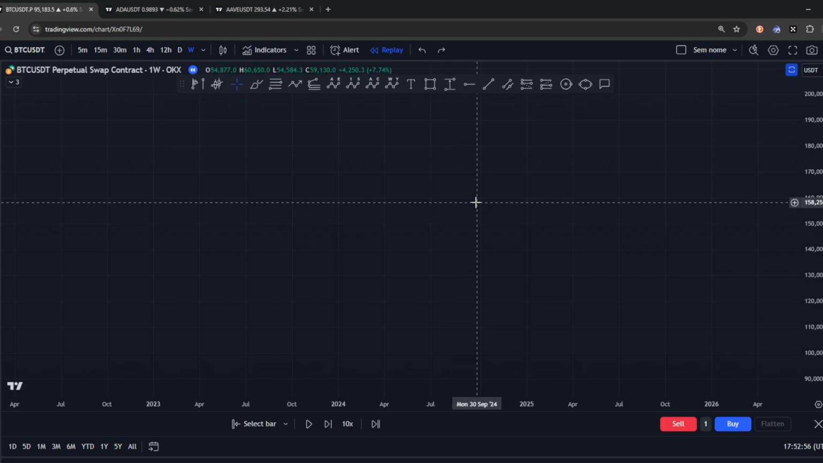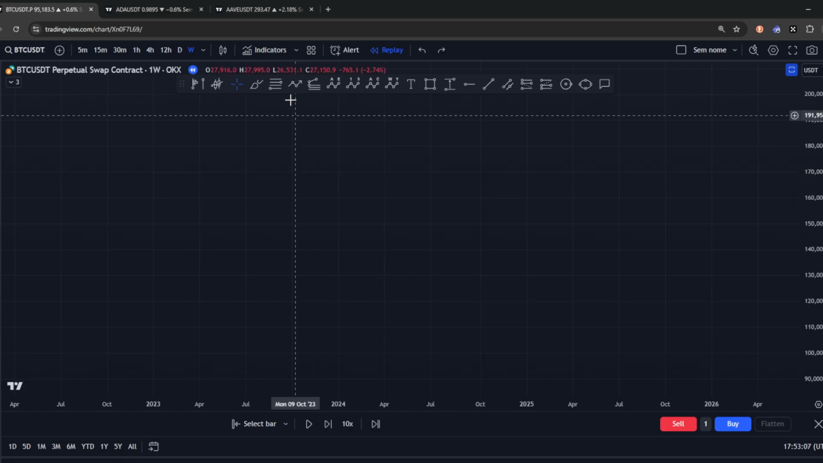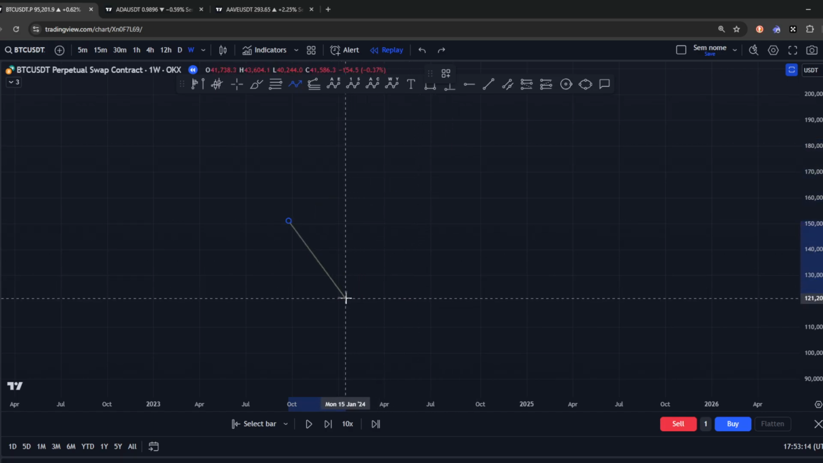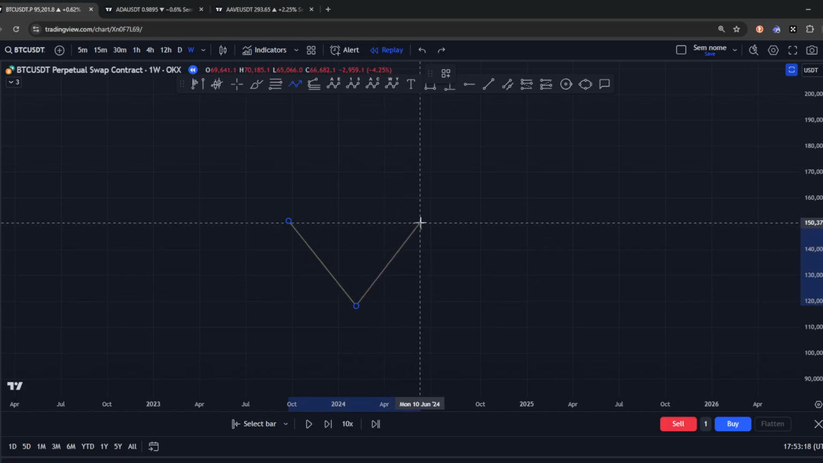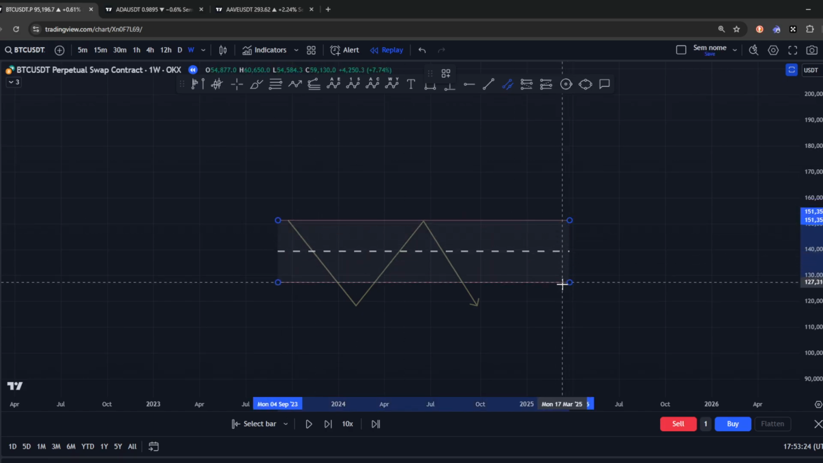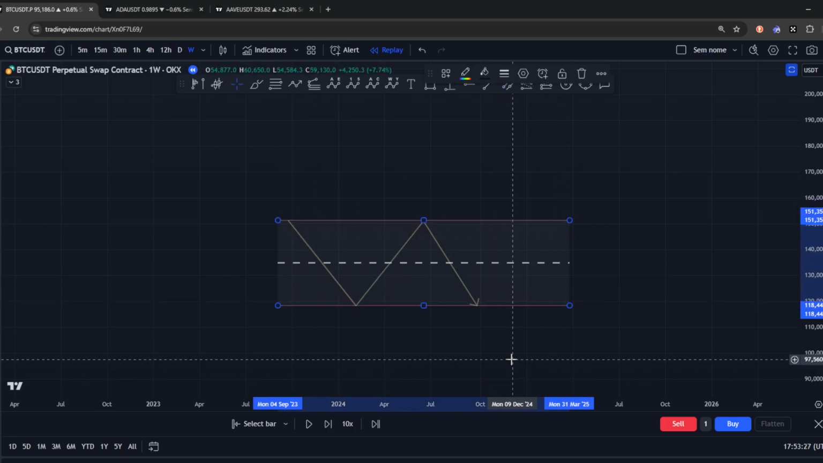Okay, the main difference that I found, in how people draw these parallel channels and how I use them, makes a really big difference. Most of the people that I saw using this kind of conceptual structure normally want to see four touching points before concluding that it is a channel.